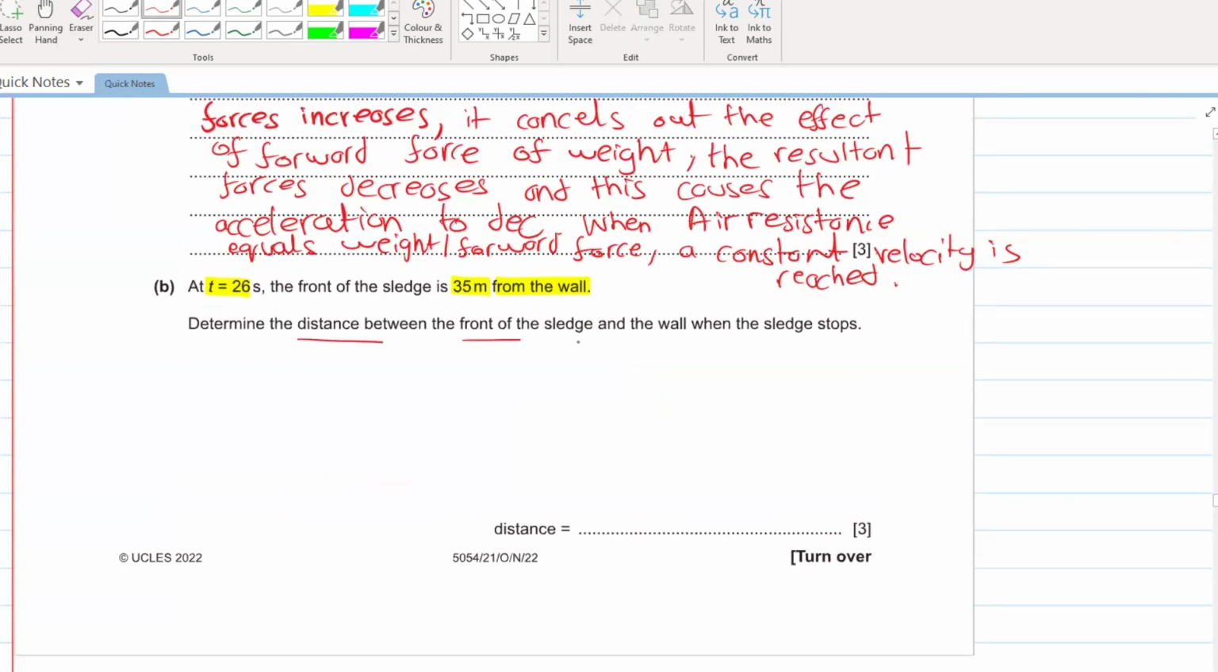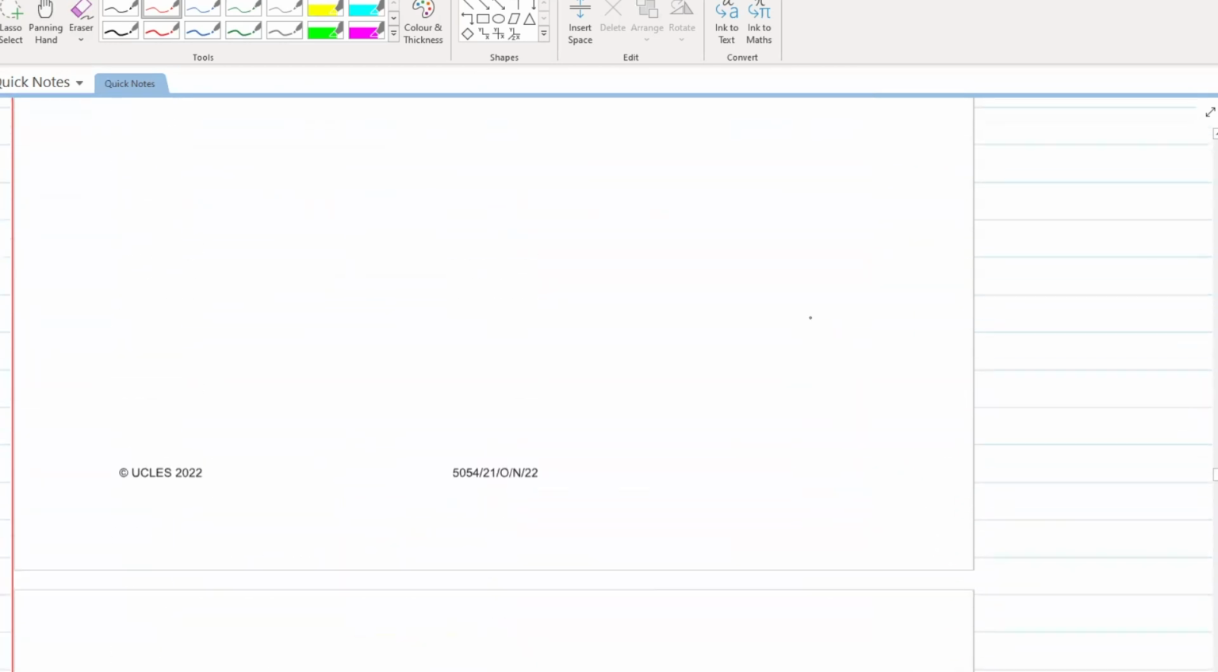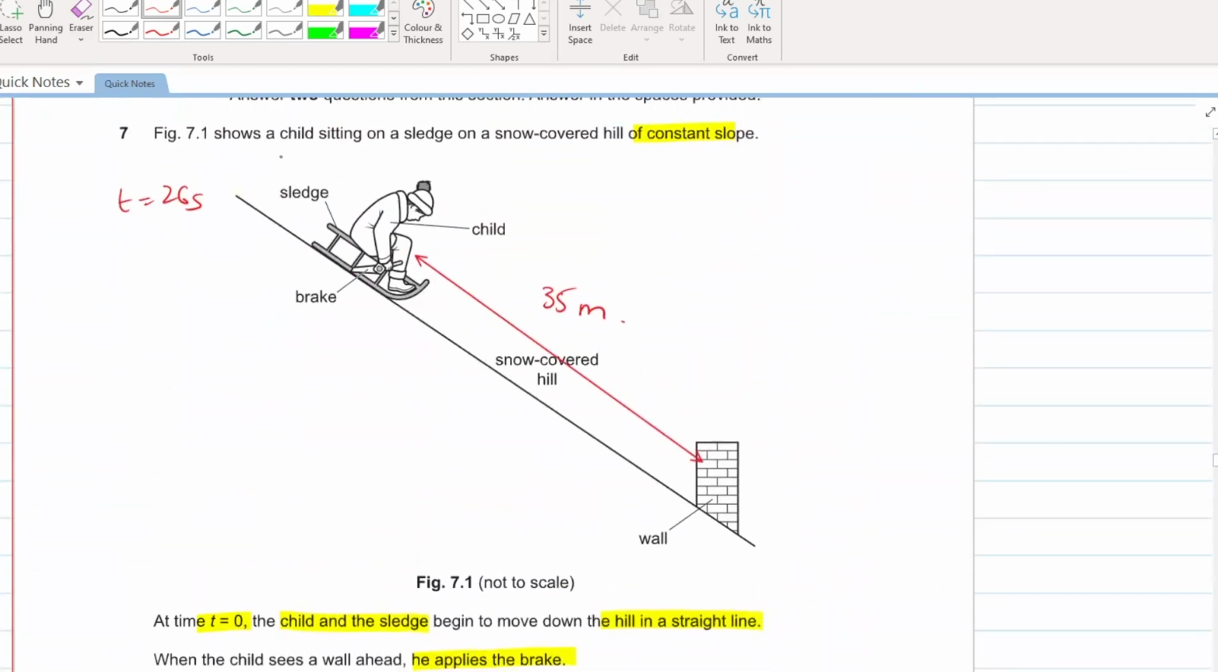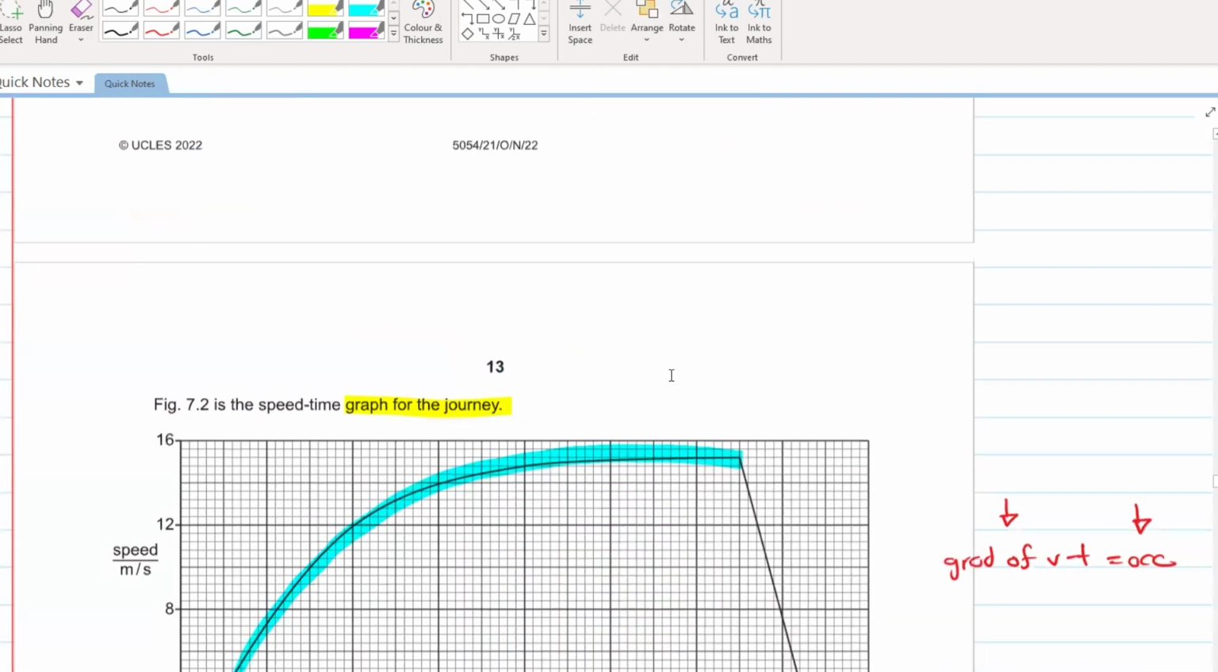Determine the distance between the front of the sledge and the wall when the sledge stops. Beta, you have to determine the distance between the sledge and the wall when the sledge stops. Beta, ये sledge कभी ना कभी stop होगी ना. What will be the distance between the sledge and the wall when it stops? You have to calculate this x. How are you going to do that? Very, very easy. Let's do one thing.